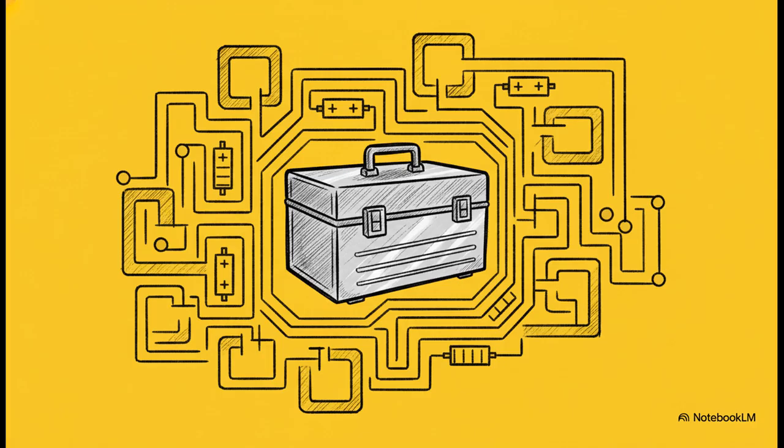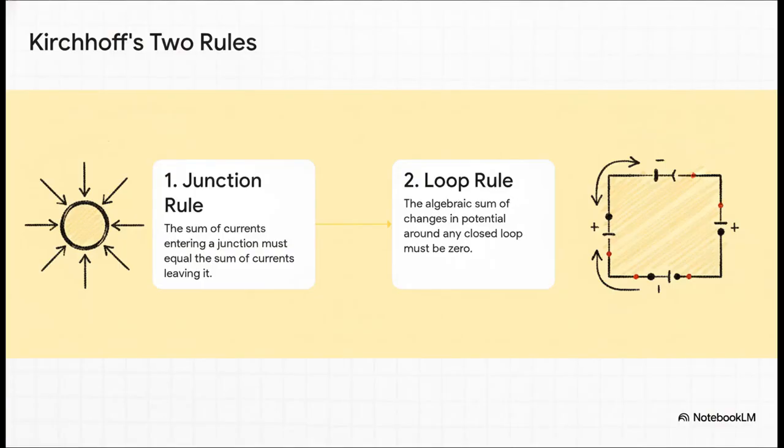And what's so amazing about these rules is that they work for any circuit, no matter how complicated it looks. And the best part? They're based on ideas that are just fundamental to how the universe works. The first one is the junction rule. It's just conservation of charge. It says whatever amount of current flows into a point where wires meet, that exact same amount has to flow out. Simple, right? Charge can't just vanish.